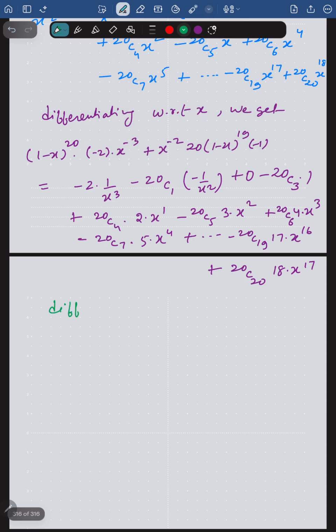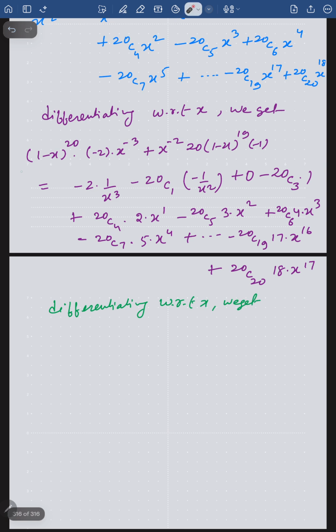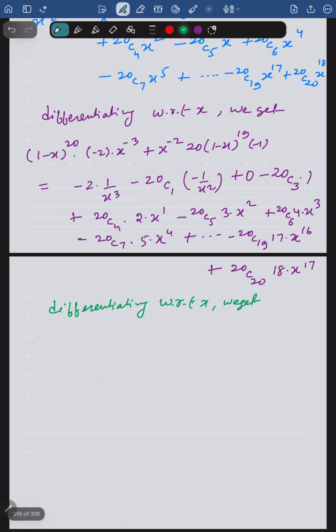So again, differentiating with respect to x, we get. So come to the left hand side. Left hand side we have these many terms, so let us do one by one. So first term, again 1 minus x power 20 into differentiation will give minus 2 into minus 3 into x power minus 4 plus minus 2 into x power minus 3. Now we'll differentiate 1 minus x power 20. That will give you 20 into 1 minus x power 19 into minus 1.